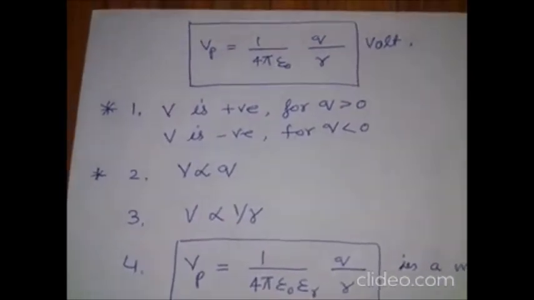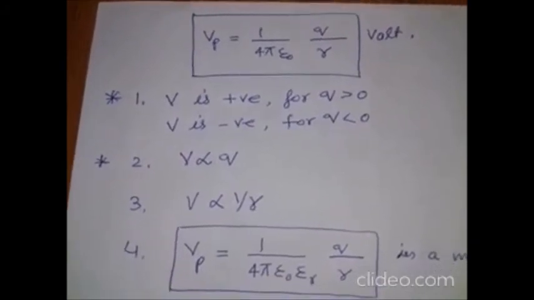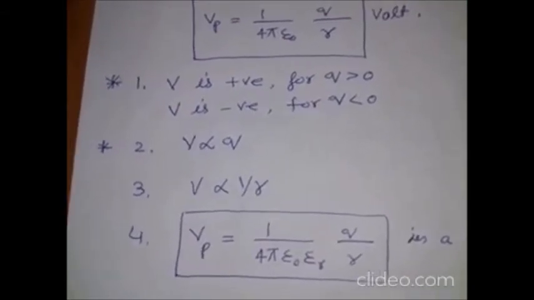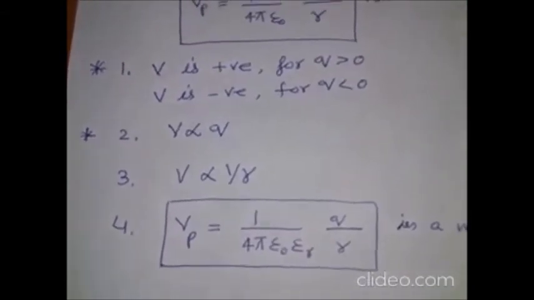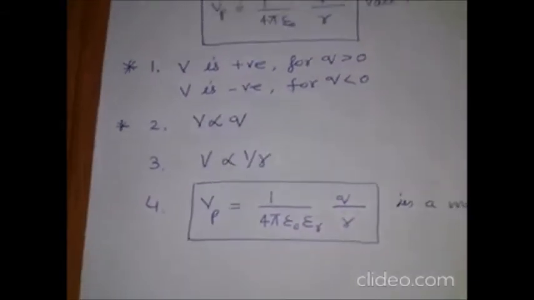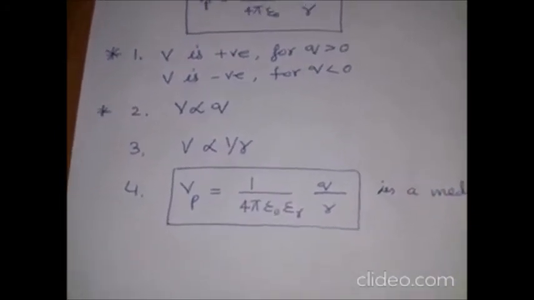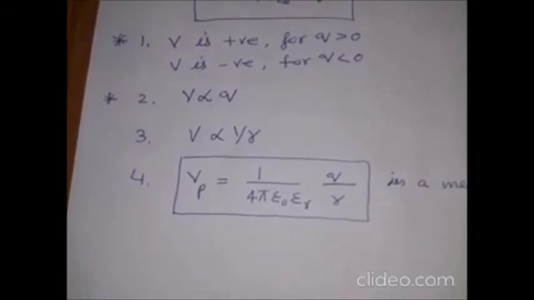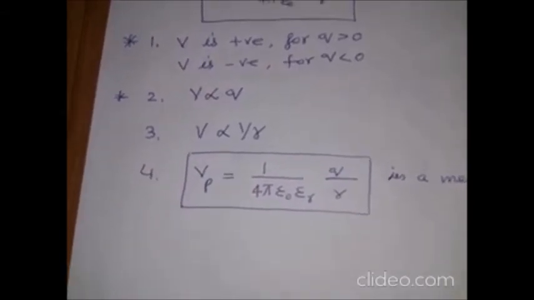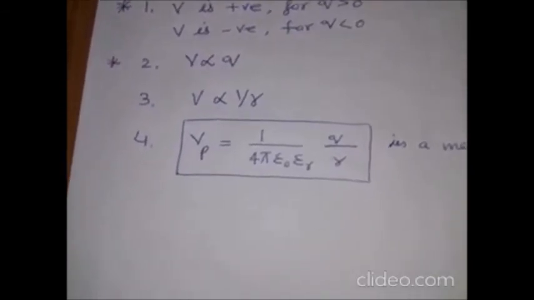Some noticeable points. You see, potential is directly proportional to the magnitude of charge. Potential is a scalar quantity. So for a positive isolated source charge, potential is positive, and for an isolated negative point charge, potential is negative. Next, potential follows 1 upon r. Potential is proportional to 1 upon r, whereas electric field intensity is proportional to 1 upon r square.